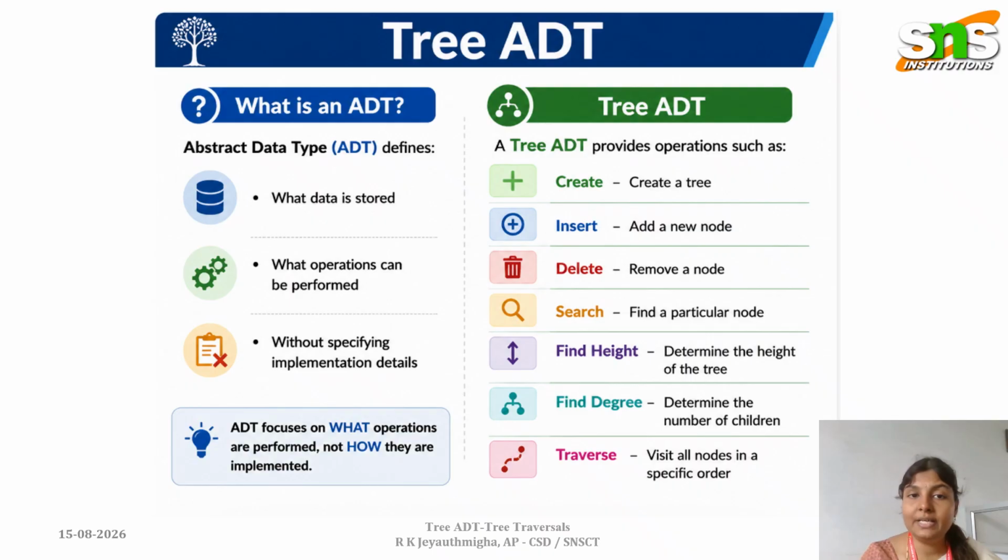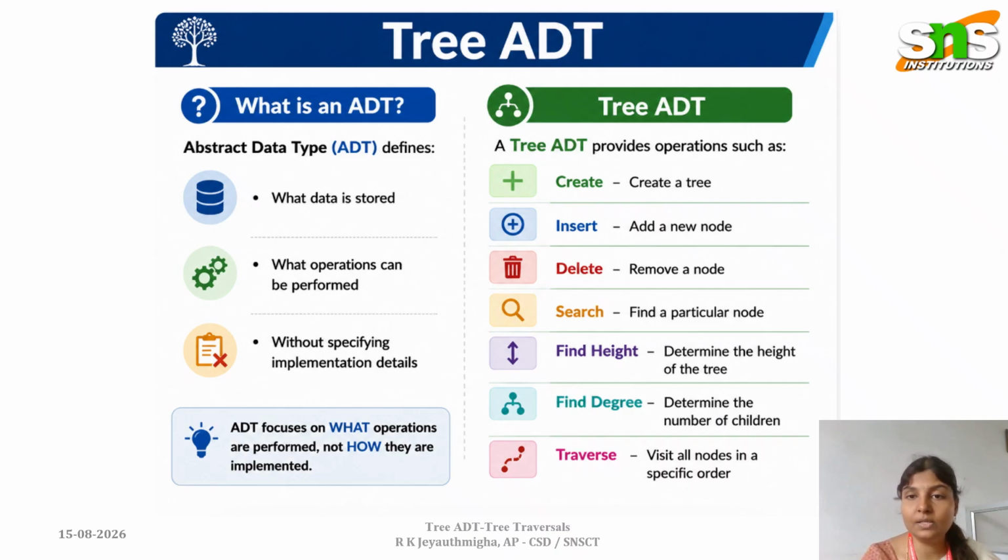What is an abstract data type? An abstract data type defines what data is stored and what operations can be performed, without specifying implementation details. So it focuses on what operations are performed and not how they are implemented.